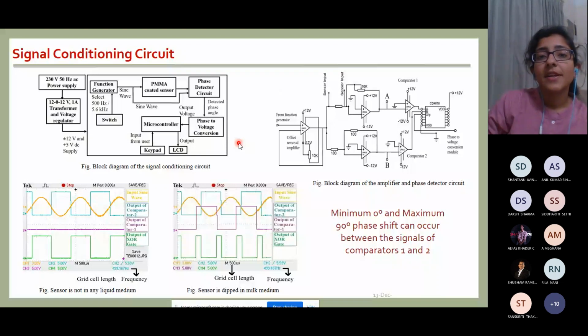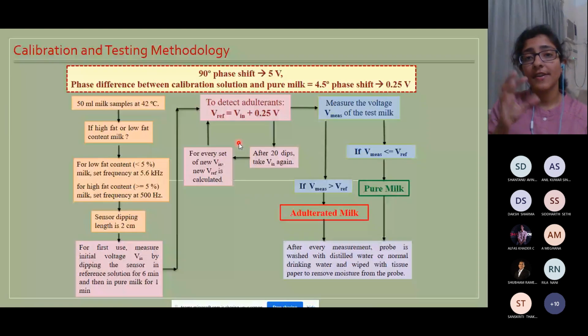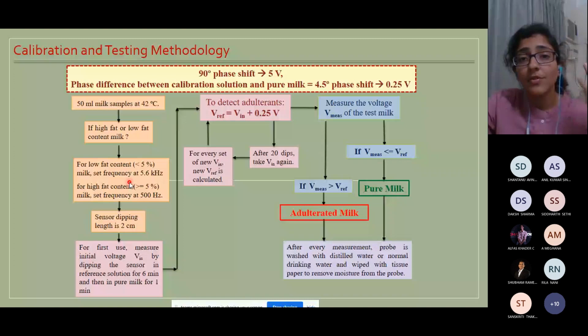Now we come to the calibration and testing methodology. Here also different sensor parameters are optimized, because we keep the temperature at 42 degrees centigrade. Then we pass either 5.6 kilohertz. You need one switch that asks for input from the customer, whether you have low fat milk or high fat milk. For that you have to switch between these two frequencies.